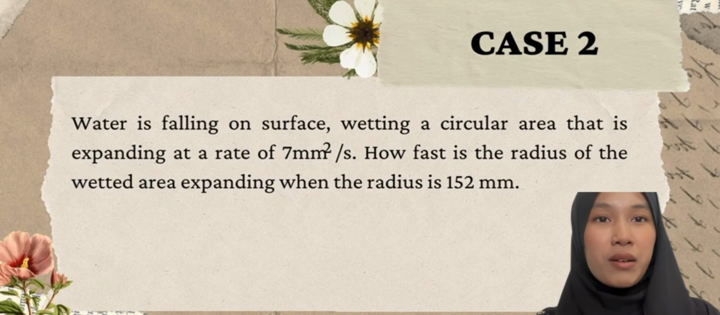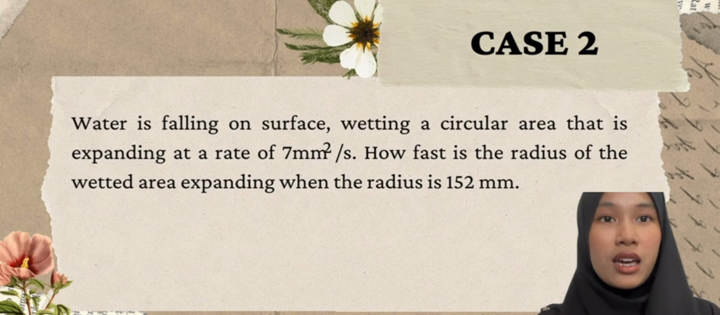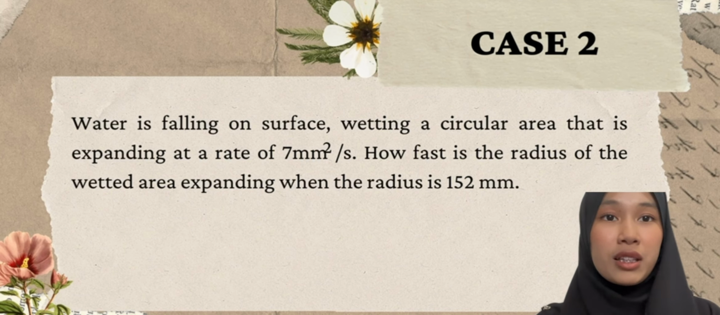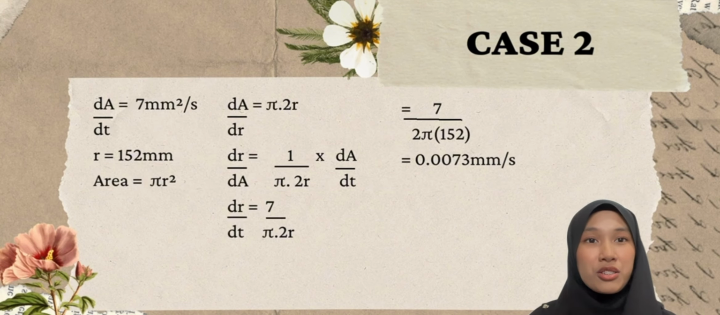Next, we will talk about case 2. So the question is, water is falling on a surface within a circular area that is expanding at a rate of 7 mm square per second. How fast is the radius of the water area expanding when the radius is 152 mm? So here is the solution.